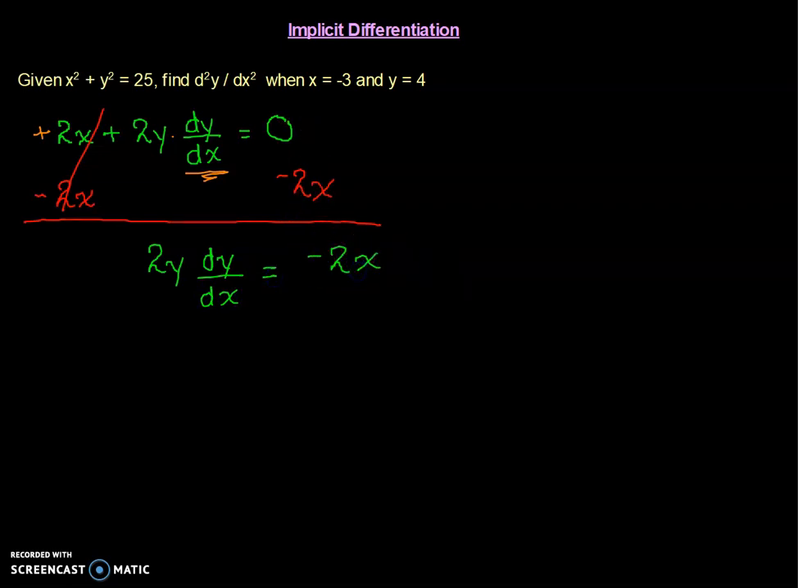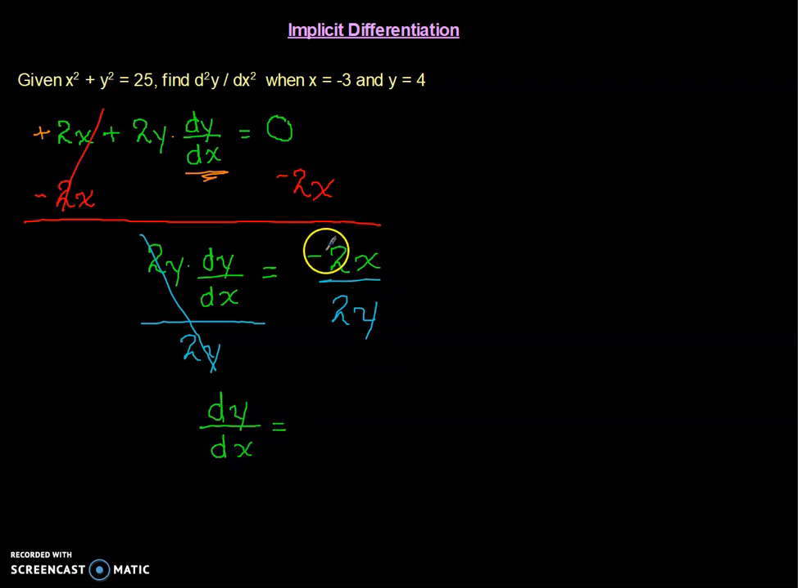Okay, so one last step to get dy over dx by itself. It's being multiplied to 2y, so I'm going to divide both sides by 2y. And what I have here is dy over dx equals, notice how the 2's divide out, and I'm left with negative x over y. I am going to box this because we will need to remember this.